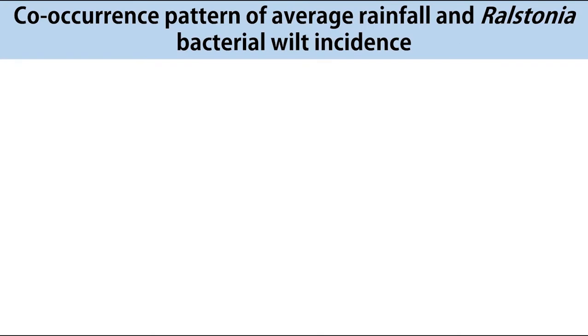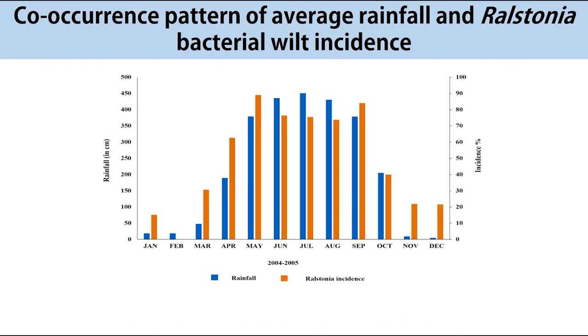The co-occurrence pattern of average rainfall and Ralstonia wilt incidence during 2004 to 2005 in West Bengal showed the relationship between monthly precipitation and Ralstonia solanacearum wilt incidence in tomatoes. During periods of low rainfall or low soil moisture conditions, there is reduced Ralstonia wilt incidence when compared with high rainfall or high soil moisture conditions.